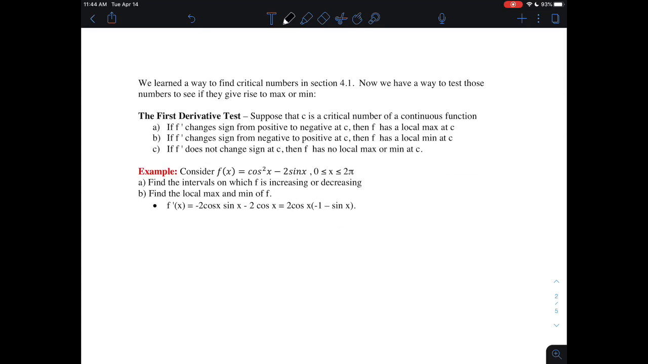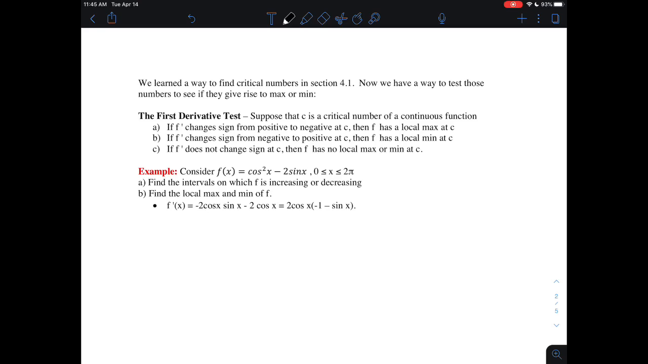We learned a way to find critical numbers in section 4.1. Now we have a way to test those critical numbers to see if they give rise to maximum or minimum. You can already see a hint of this in the previous example. So now we have what's called the first derivative test.